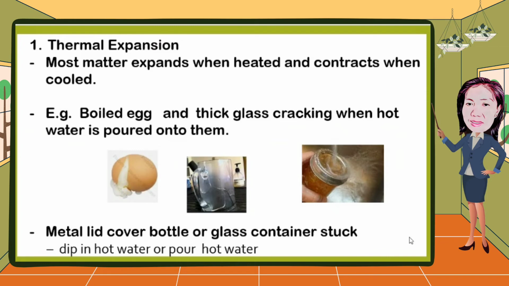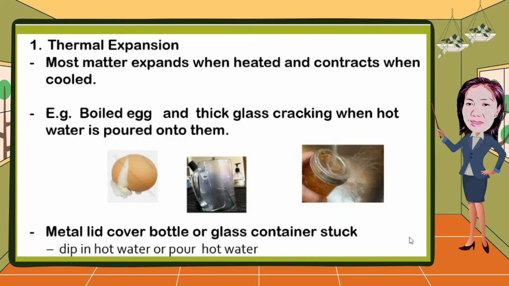So what happened to the molecules if we add hot water or heat? We add heat. So what happened to the molecules is it will gain kinetic energy. So the molecules will now start moving and moving. So what happened to the distance between particles and particles? The distance between particles and particles will now increase. So they will now occupy a greater space.